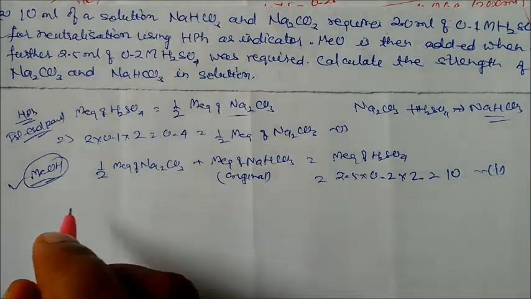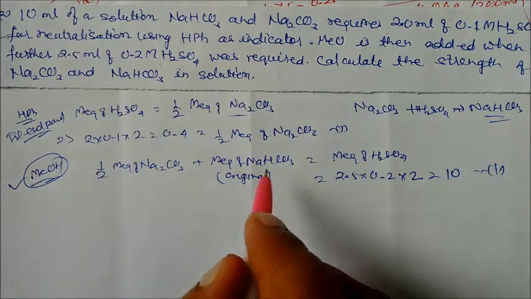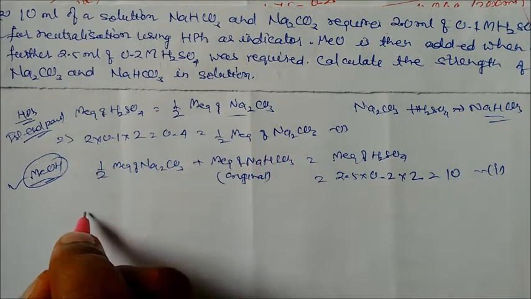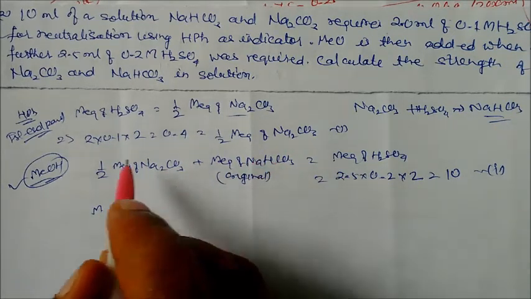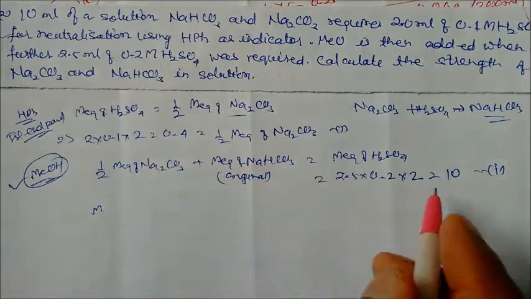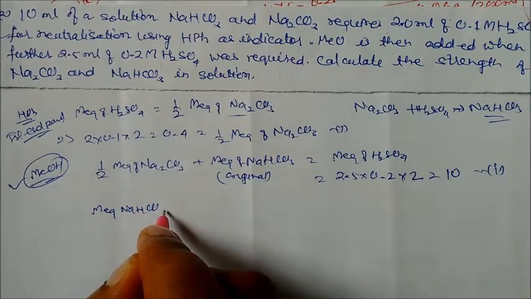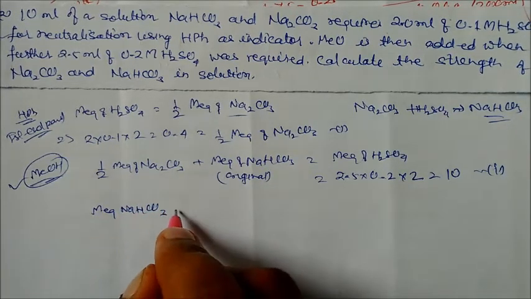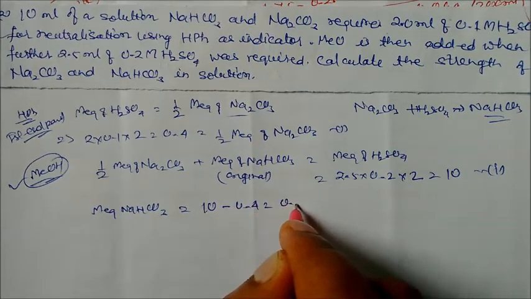So from here we can find the milliequivalent of sodium carbonate. Here half is given on this side, so half milliequivalent is 0.4, so we can find the milliequivalent of sodium bicarbonate. This will be equal to 10 minus 0.4, so this will give 0.6.